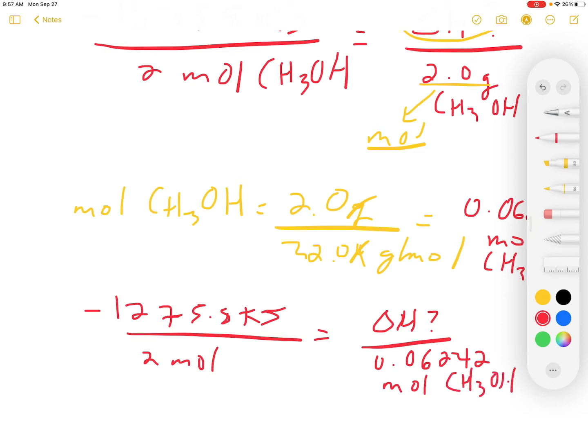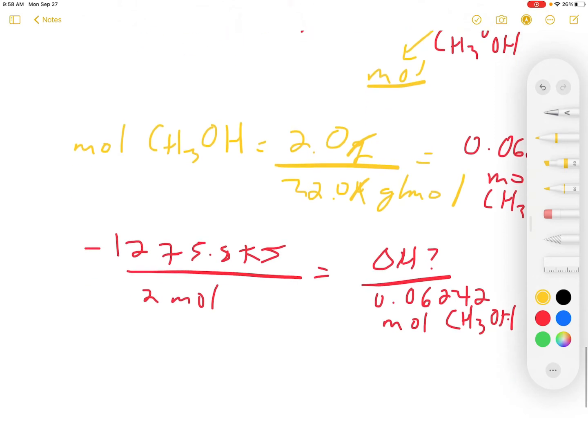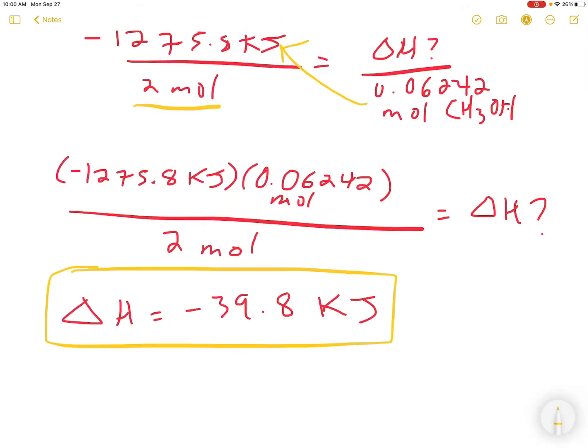CH3OH. So what we're going to do is cross multiply this and then divide it by this, and that should give us the answer. And so the final answer, when we cross multiply and isolate for the new enthalpy change, is negative 39.8 kilojoules. So this is a combination of the molar enthalpies of formation and proportions involved in thermal chemistry.